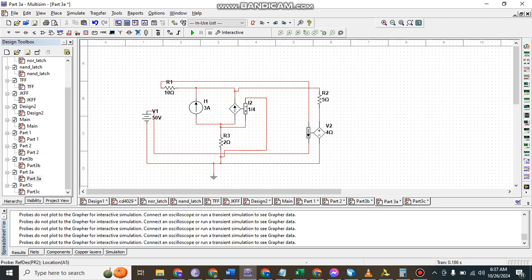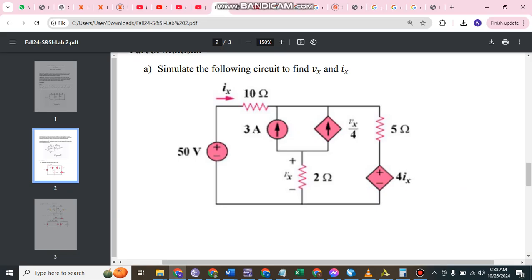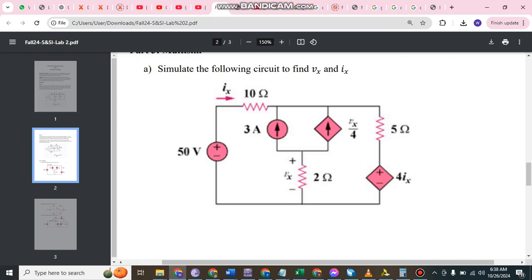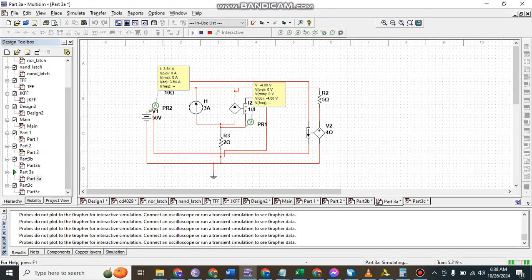I'll just show you. Take the probe of voltage right here. Take the ampere probe right here and connect it. So you have minus 4 volts as Vx. The Vx value is minus 4 and the Ix value is 3.64. So this is how you can simulate this accordingly. I hope you understood this. Thank you.